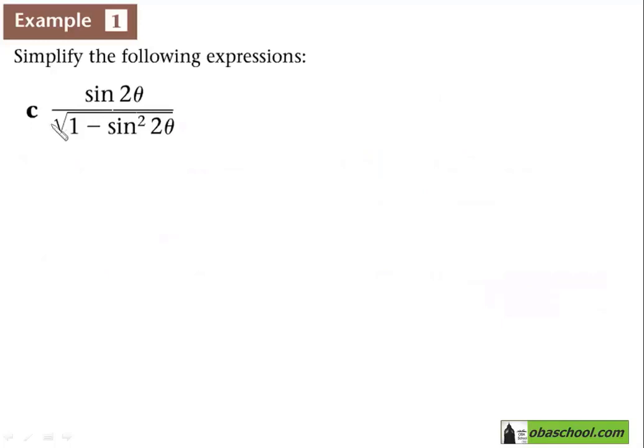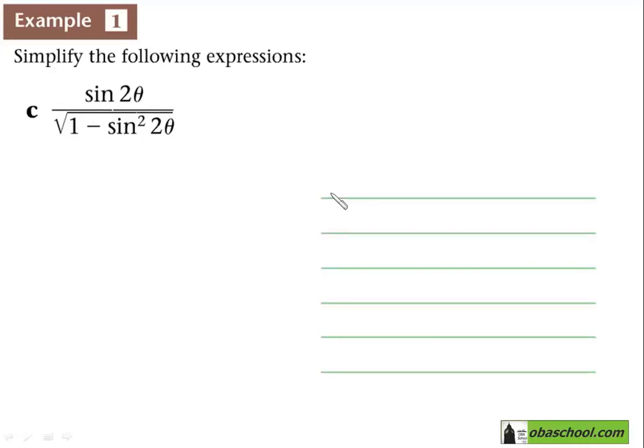Now for part C, we need to simplify this expression. It has a denominator and a square root. We are going to start with the denominator. Square root of 1 minus sine squared theta. Also, here we have 1 and sine squared.